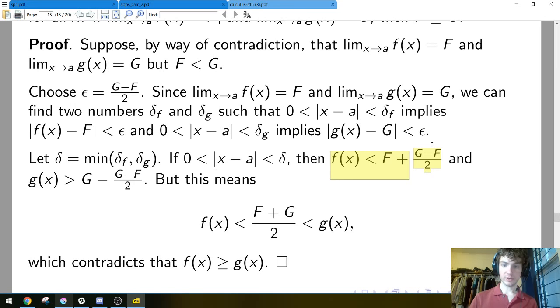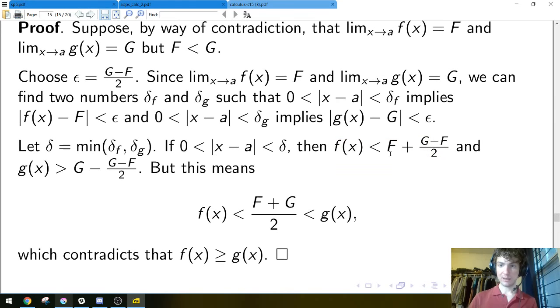And here I just do algebra. You can kind of do it in your head. F plus g minus f over 2. Well, f minus f over 2 is f over 2. So this is the same as f plus g over 2. Same thing here, distribute the minus. G minus f over 2. Minus minus on the f is a plus, so that's f over 2 plus g over 2. So the right-hand sides are both f plus g over 2.